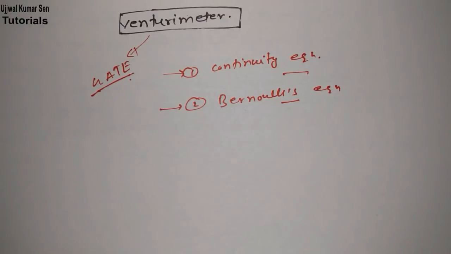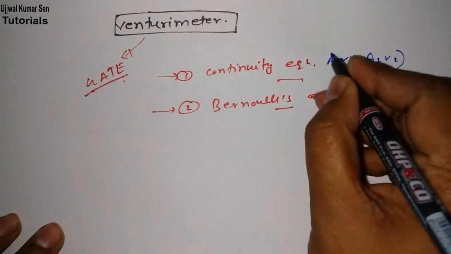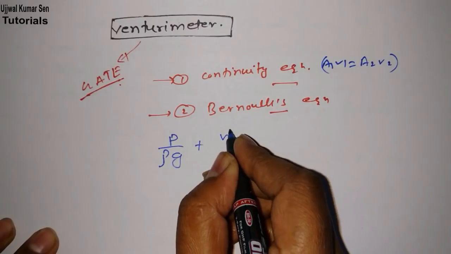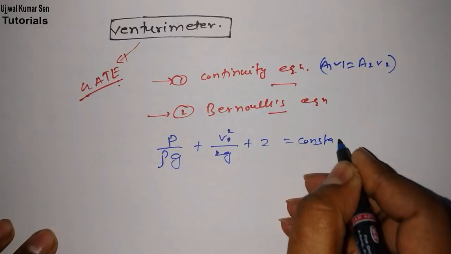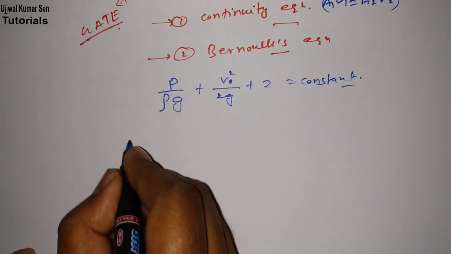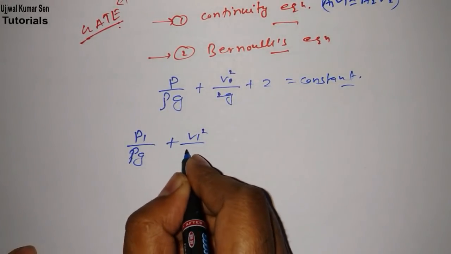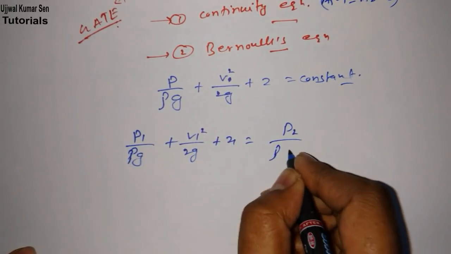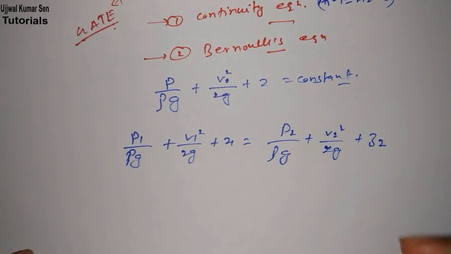So what is basically the continuity equation? That is a1 v1 is equal to a2 v2, and Bernoulli's theorem is p by rho g plus v square by 2g plus z is equal to constant. Therefore we can say like this also: p1 by rho g plus v1 square by 2g plus z1 is equal to p2 by rho g plus v2 square by 2g plus z2. We can do it like this, right?